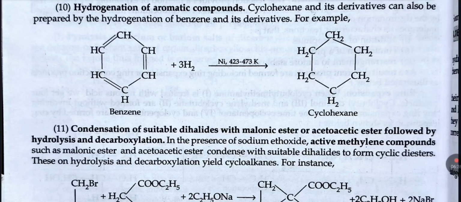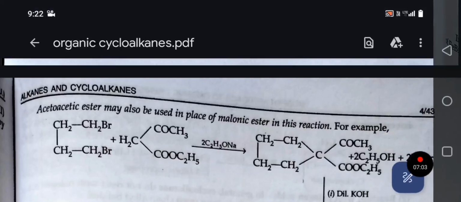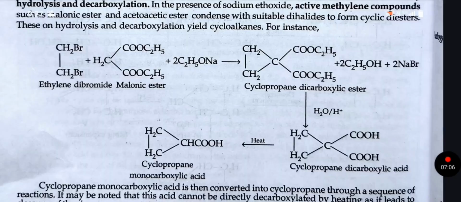11th, condensation of suitable dihalides with malonic ester or acetoacetic ester followed by hydrolysis and decarboxylation in the presence of sodium ethoxide. Active methylene compounds such as malonic ester and acetoacetic ester condense with a suitable dihalide to form cyclic diesters. These on hydrolysis and decarboxylation yield cycloalkane.